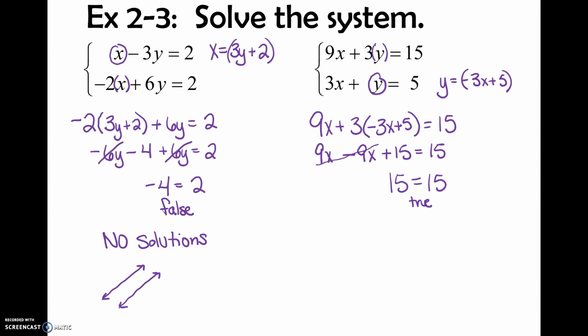This is a true statement. When you get a true statement, that means there are infinitely many solutions. If you just want to write many solutions, that's fine. Some of you write IMS for infinitely many solutions. As long as you know what that abbreviation means, I'm okay with it. This means that there are two lines that are right on top of each other. So every single point on one line is also going to be a solution to the other line.